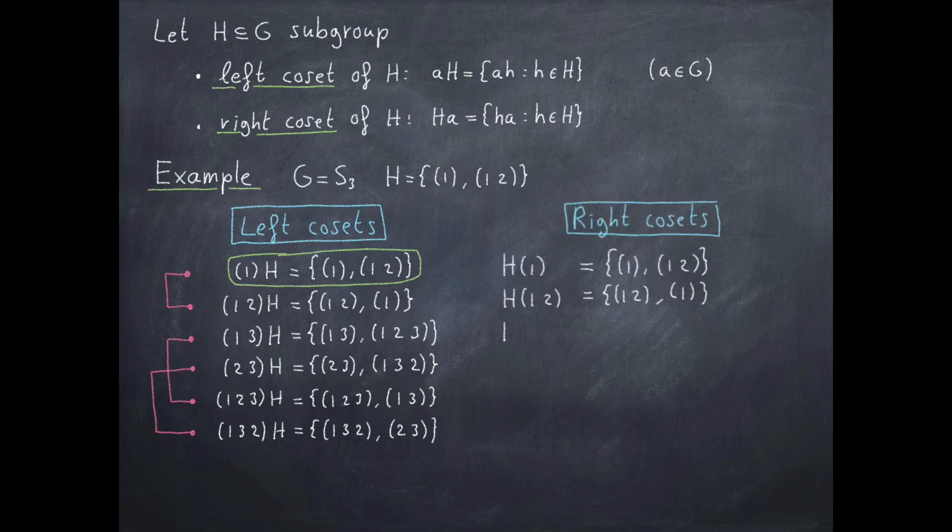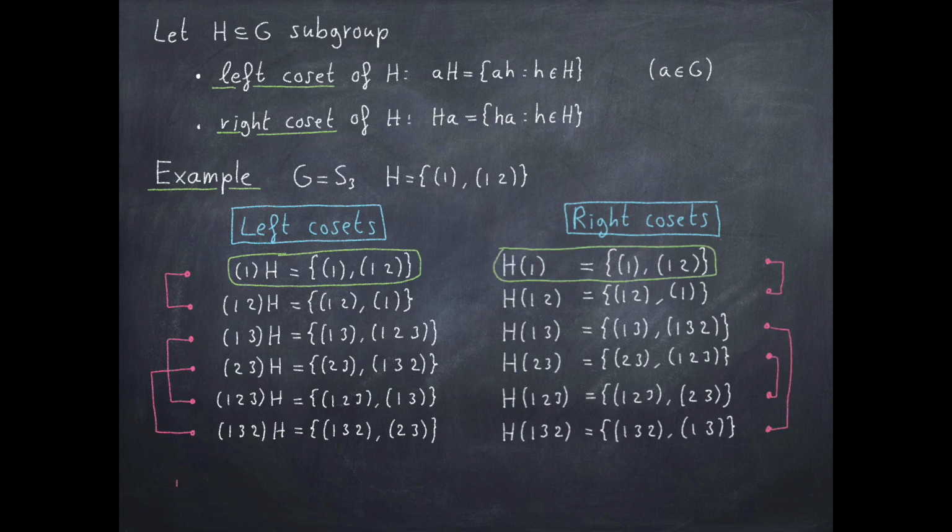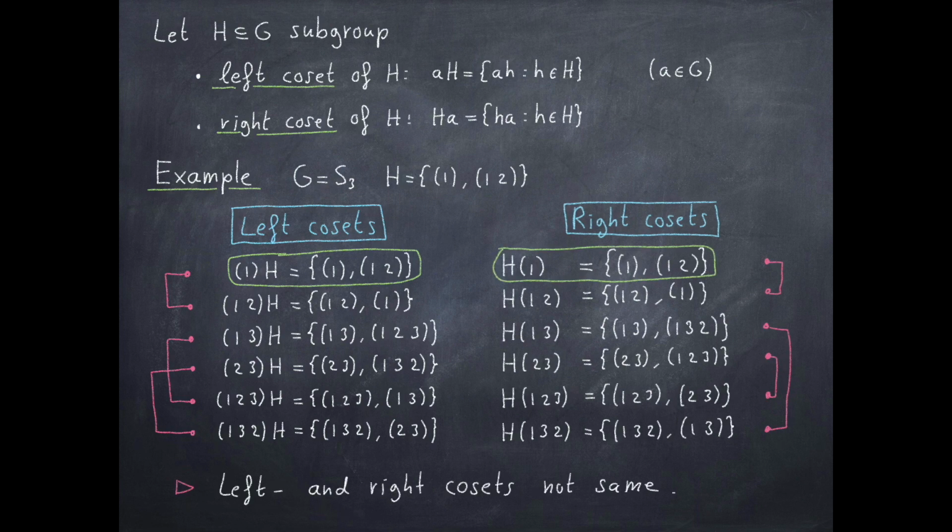Now let's look at the right cosets. Here similar properties hold. The subgroup H is itself a right coset. There are exactly 3 right cosets. Every right coset has 2 elements, and distinct right cosets are disjoint. Note, however, that the right cosets are not equal to the left cosets. For example, the set consisting of the transposition (1 3) and the 3-cycle (1 2 3) is a left coset but not a right coset.